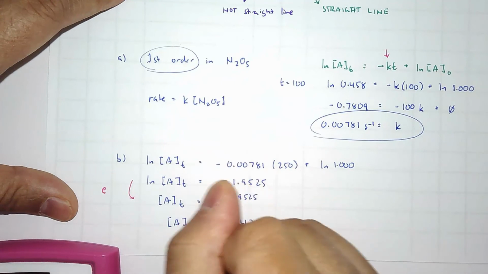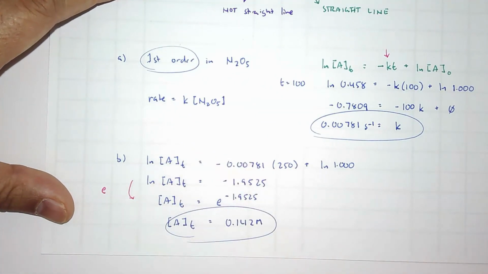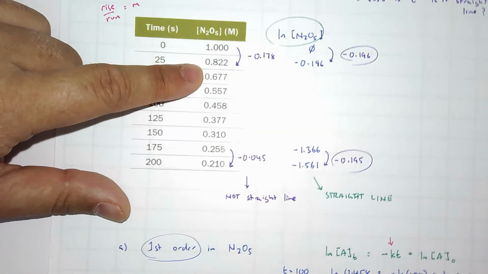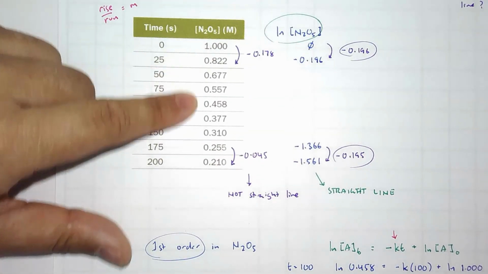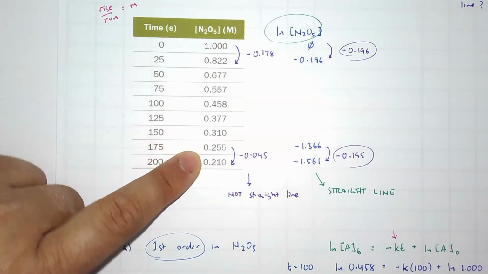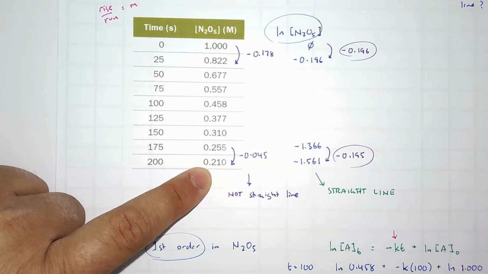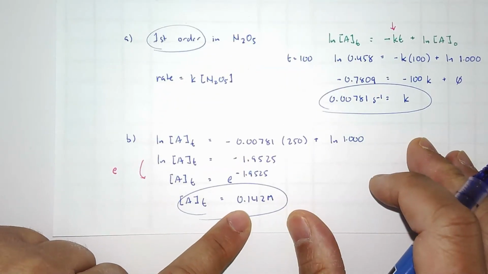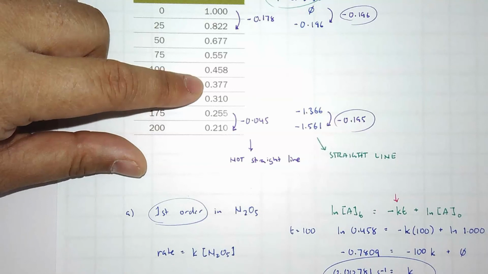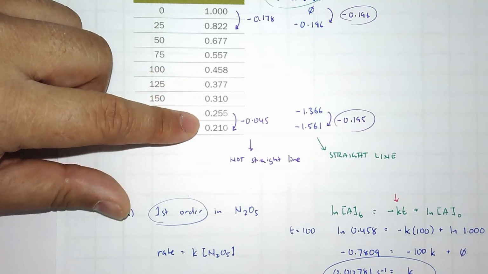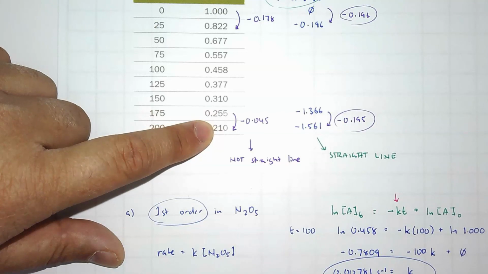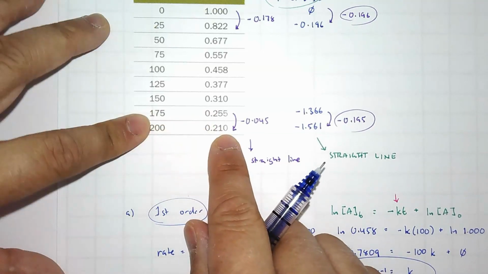And does it make sense? Well, you notice here that we're dropping in the concentration of the starting material. 0.310, another 25 seconds, 0.255, another 25 seconds, 0.210, and in another 25 seconds, we're claiming that it drops to 0.142. And I think that makes sense. I think it's dropping at a slower rate each time, right? Very interesting.